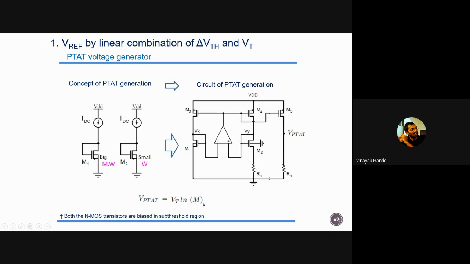M is just a number, the ratio between these two transistors M1 and M2. After looking at the equation itself, you can say that it is process and VDD independent. Why is it VDD independent? It is nothing but a constant-gm bias circuit, right? And this is the thermal variation. VT is nothing but the thermal voltage, so you will not find process and VDD variation, right?